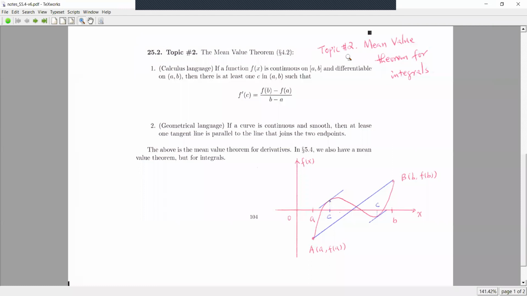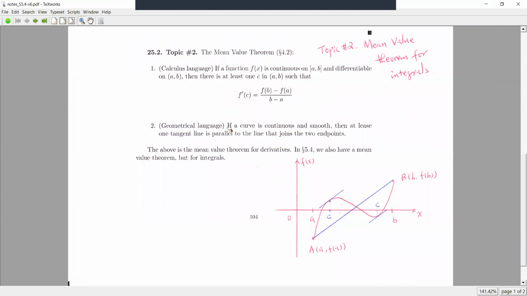Now, the second topic, mean value theorem for integrals. In section 4.2, we have one mean value theorem. The mean value theorem is for derivatives, not for integrals. Take a review about the mean value theorem in section 4.2.